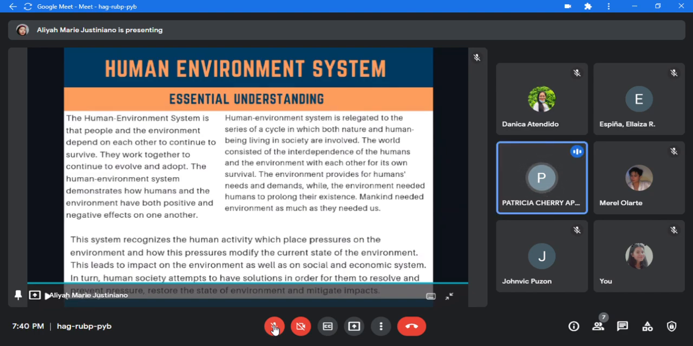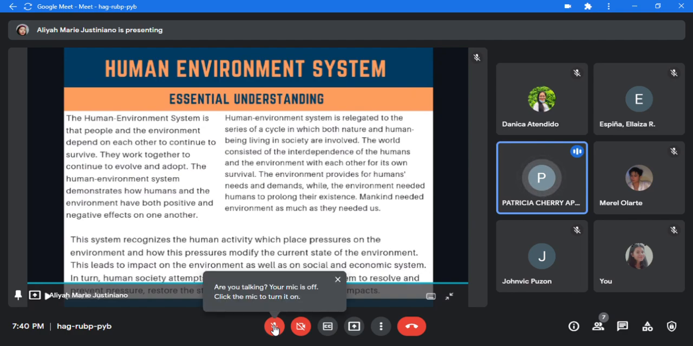Human environment system is that people and the environment depend on each other to continue to survive. They work together to continue to evolve and adapt. The human environment system demonstrates how human and the environment have both positive and negative effects on one another. Human environment system is relegated to the series of a cycle in which both nature and human beings living in society are evolved. The world consisted of the interdependence of the human and the environment with each other for its own survival. The environment provides for human needs and demands while the environment needed human to prolong their existence. Mankind needed environment as much as they needed us.